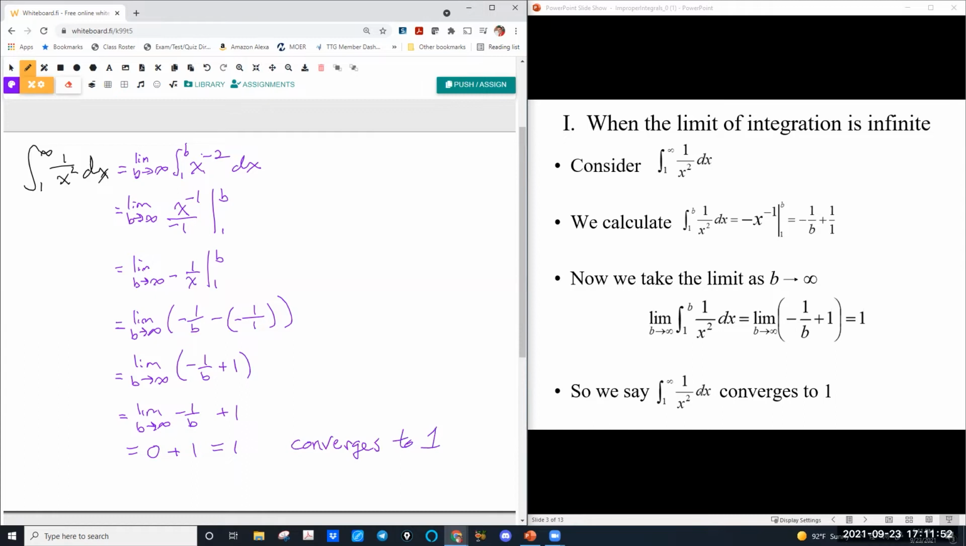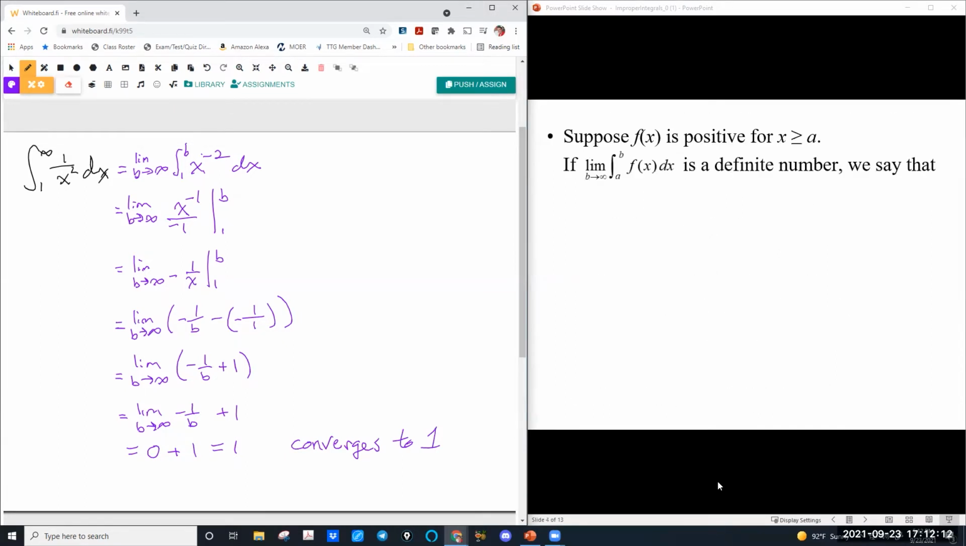Now, in a little bit, we're going to look at something called the comparison test that just tests for convergence. It doesn't test what it converges to. So just for right now, say, okay, if we calculated the improper integral and we got a number, it's convergent.